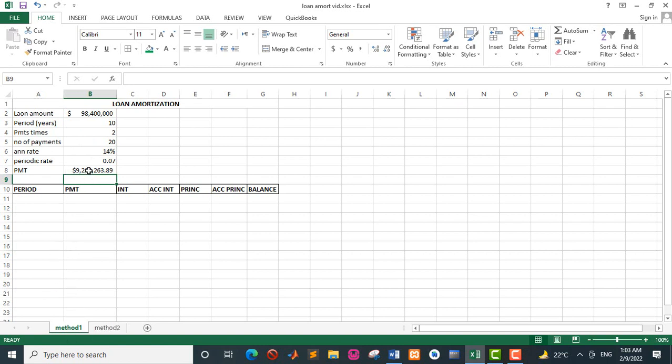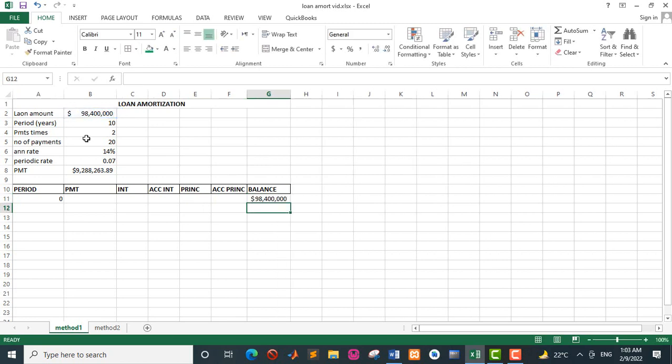Okay, so now that we have what we shall be paying periodically, which is 9.288 million, we can now go ahead and complete our model. In period 0, the loan balance is equal to what we have received as a loan, which is $98.4 million.